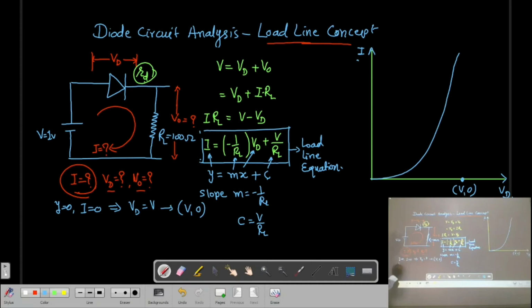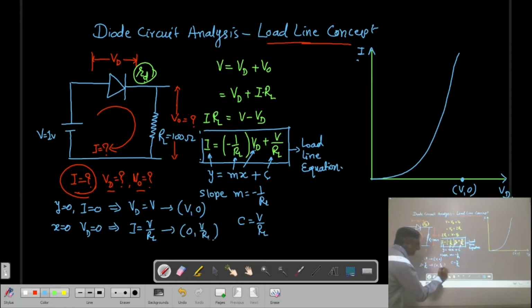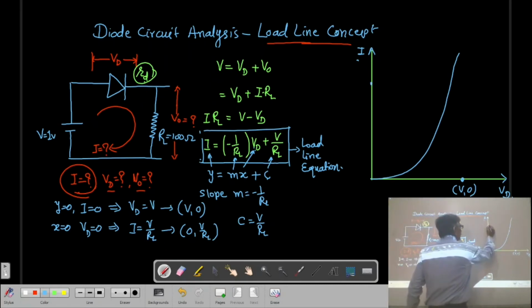Now let us say x is 0. x is 0 means Vd is equal to 0, and therefore I will get I equal to V by RL. If you put Vd equal to 0, then I will be equal to V by RL. So what is this coordinate? This coordinate is 0 and V by RL, and this point will be somewhere here.